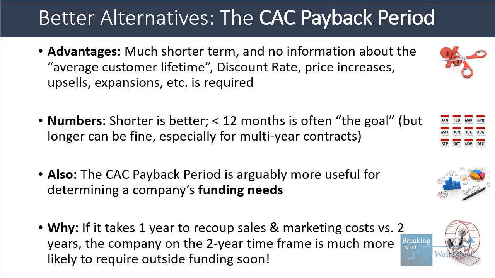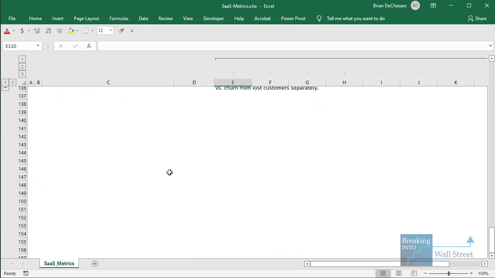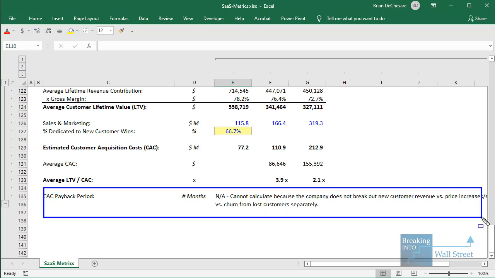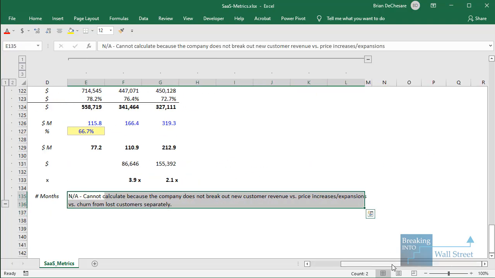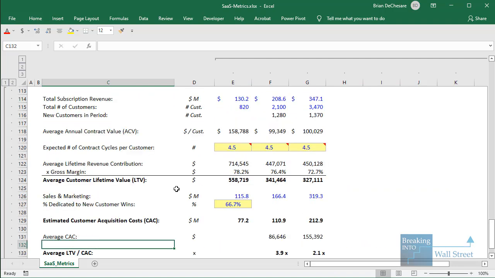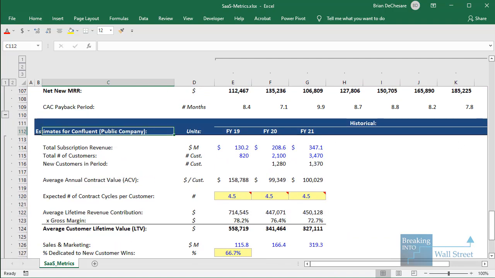So that's a little bit about the CAC payback period. I didn't mention it, but for public companies, it's almost impossible to calculate this because they're not going to break out new customer revenue versus revenue from renewal and upsell customers. And they're not going to show you all the components separately. So it is very, very difficult to calculate this for large public companies.